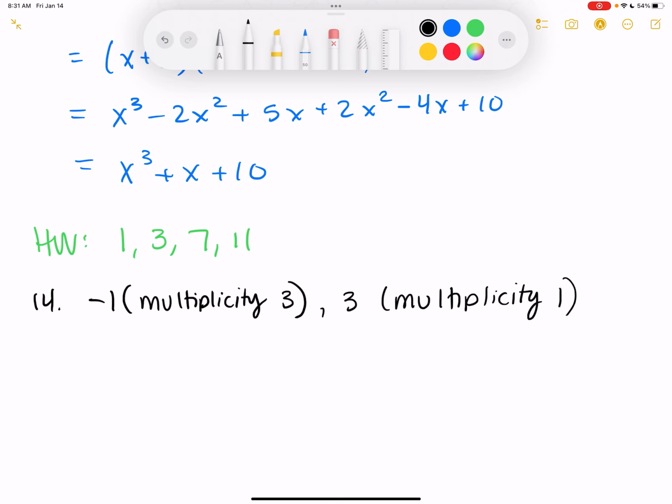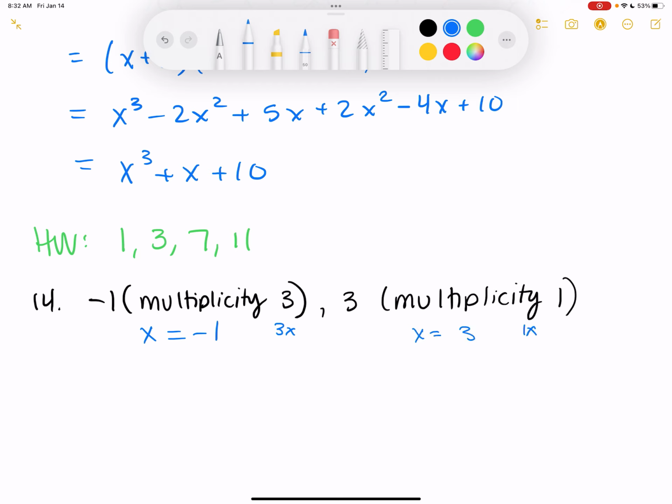So when it says multiplicity, that's how many times that is a zero that occurs. So there are 3 zeros at negative 1. So when we write down the parentheses for what's going to get multiplied, there's going to be 3. So we have x equals negative 1, and that's occurring 3 times, and then we have x equals 3, and that's just occurring 1 time.